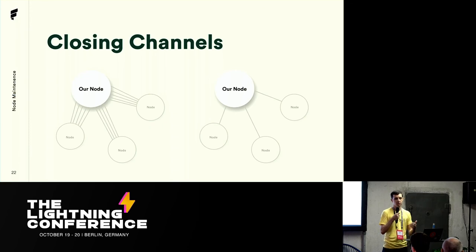And if you're primarily receive only and you have five channels, three of which are all on your side, you could close out two and it's not gonna affect your routing. And this allows you to get funds on chain fairly easily.